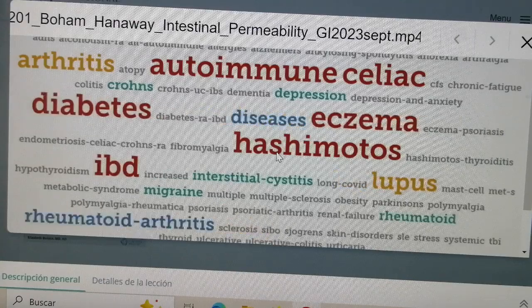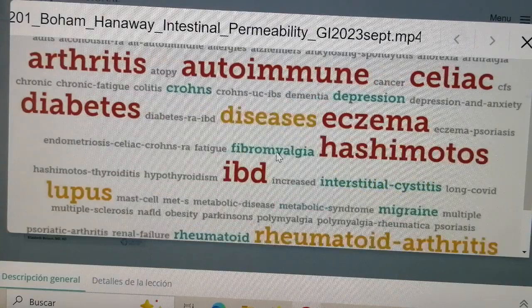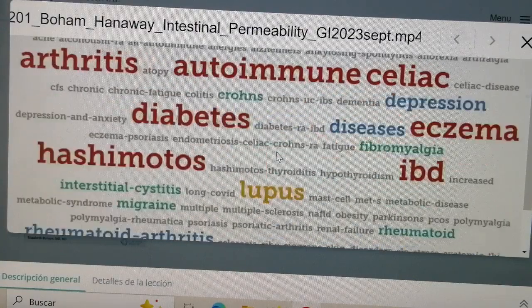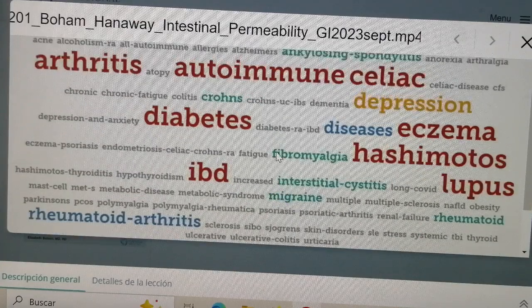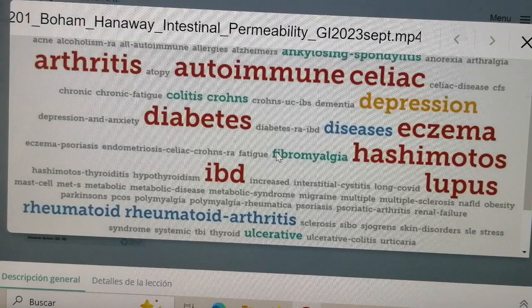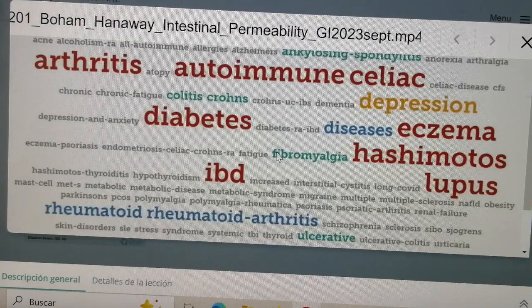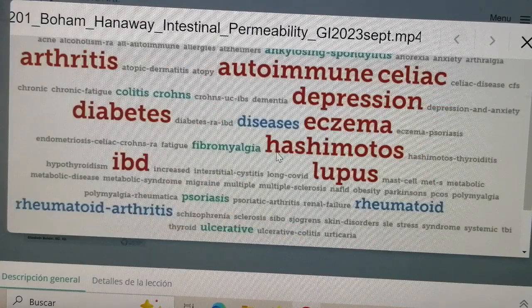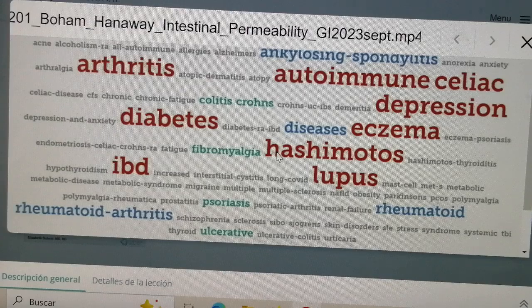Arthritis, eczema, lupus, rheumatoid arthritis, urticaria, celiac, absolutely celiac, depression. Yes, that systemic inflammation can trigger inflammation in the brain, and is definitely something we're paying attention to. Great.